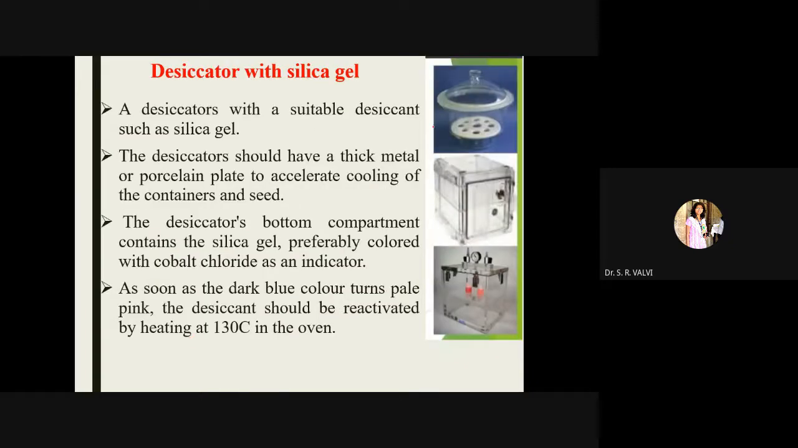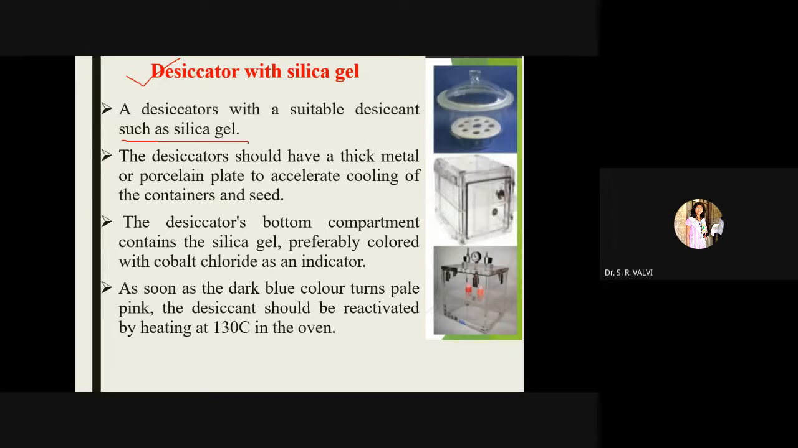Now see, a desiccator with silica gel. So why are we using this desiccator? To cool down the seeds which are present in the oven. After the oven, the seeds are directly removed and then kept here in the desiccator, right? So in a desiccator, what is present?